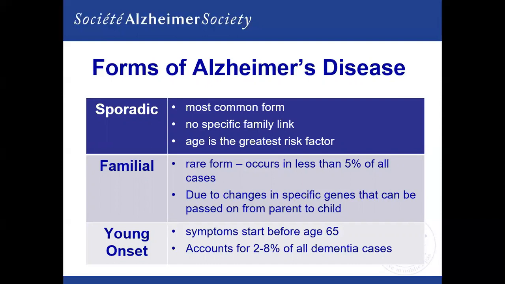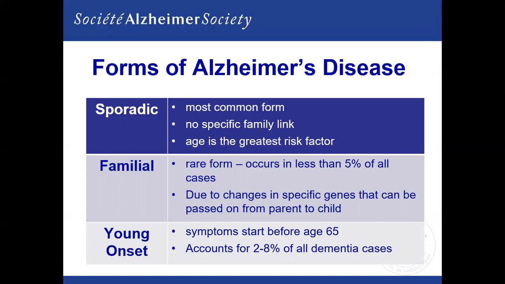Age is the greatest risk factor for developing the sporadic type of Alzheimer's disease. And most sporadic cases begin after the age of 65. So we don't want you to think that just because we're aging that we're automatically going to develop Alzheimer's disease. But as we continue to age does play the greatest role in increasing our risk of developing it.